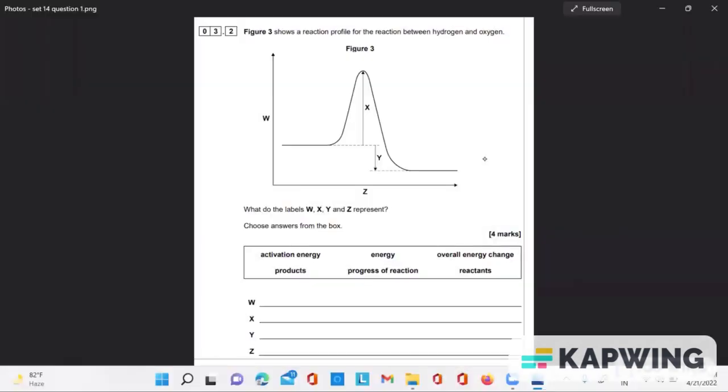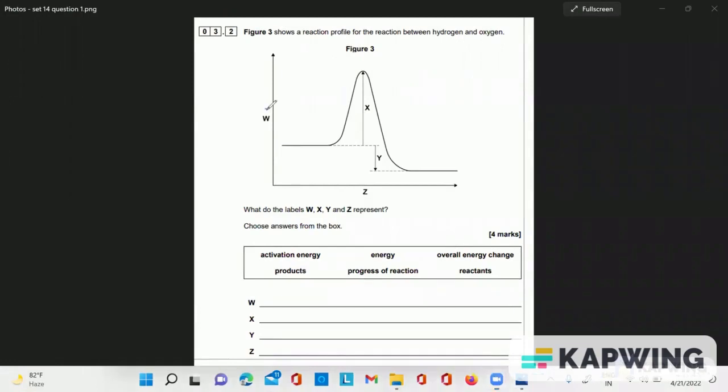One more question from AQA GCSE Chemistry Foundation Tier Paper 1, Paper Code F, Thursday 14th May 2020 morning paper. Yes, question number 3.2. Here we can see a figure, and there are some variables which are marked W, X, Y, and Z. The answers are given in this box from where we need to choose.